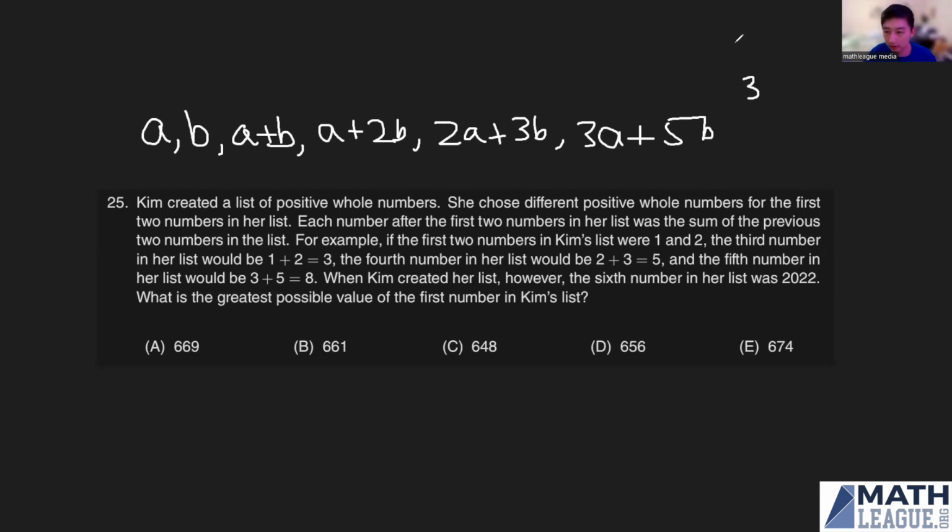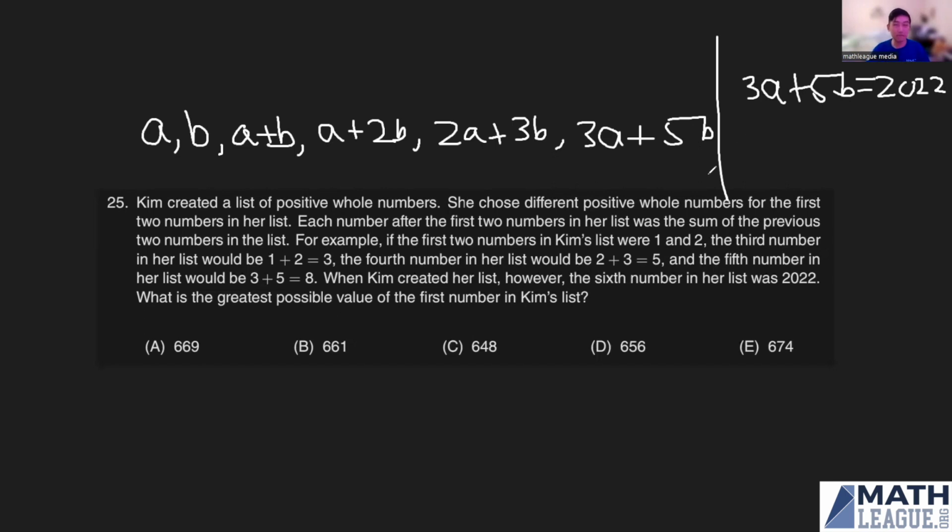Okay, so we know that this value, let's draw a divider here, 3A plus 5B is equal to 2022. That's what the problem gives us. And then now we have to figure out how to maximize the value of A. So to maximize the value of A, we need to minimize the value of B.